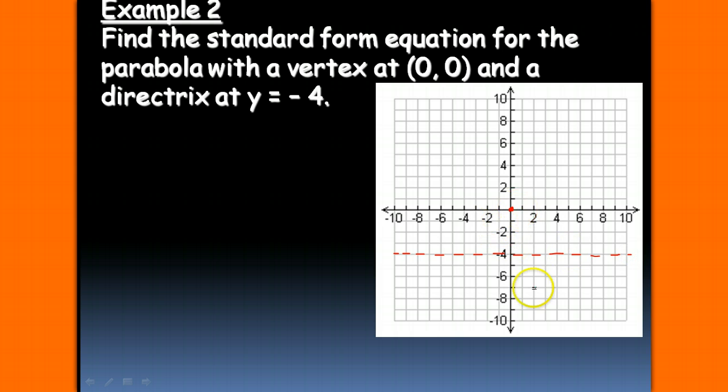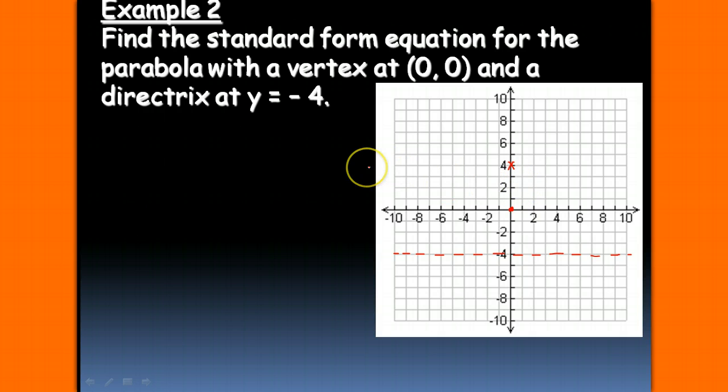All right, so we know that the focus has got to be the same distance from the vertex as the vertex to the directrix. Well, our directrix is 4, 1, 2, 3, 4 away from our vertex. So we can go the same direction. We can go 1, 2, 3, 4, and that's going to be our focus. Now for this problem, they just want the standard form equation. That's not necessary to know the focus in this case, but you know, it's nice to know.